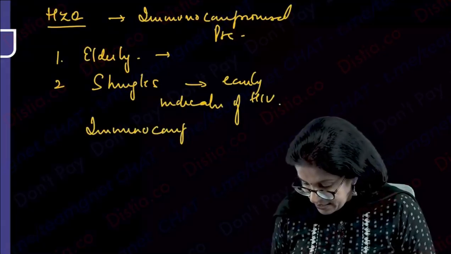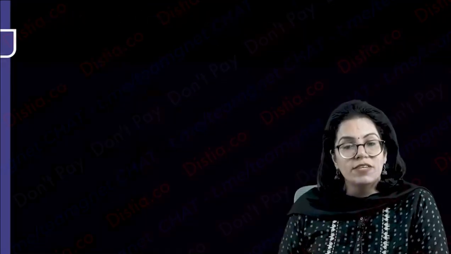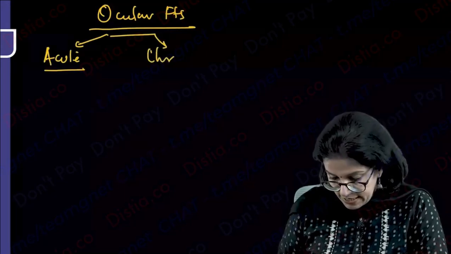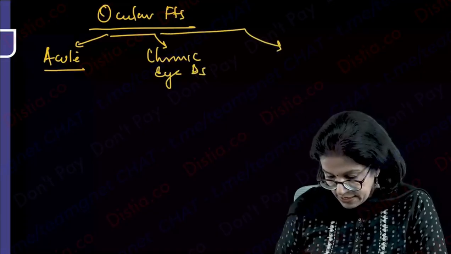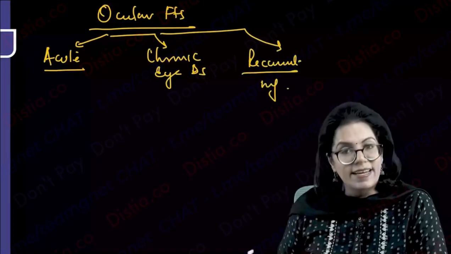Okay, so once we know this, we already know the components. Now we come to the eye involvement. Ocular features you can learn as manifested in three forms. One is acute eye involvement, acute infection. Second can be chronic eye disease. And third is recurrent infection. Right? First we talk about acute infection.